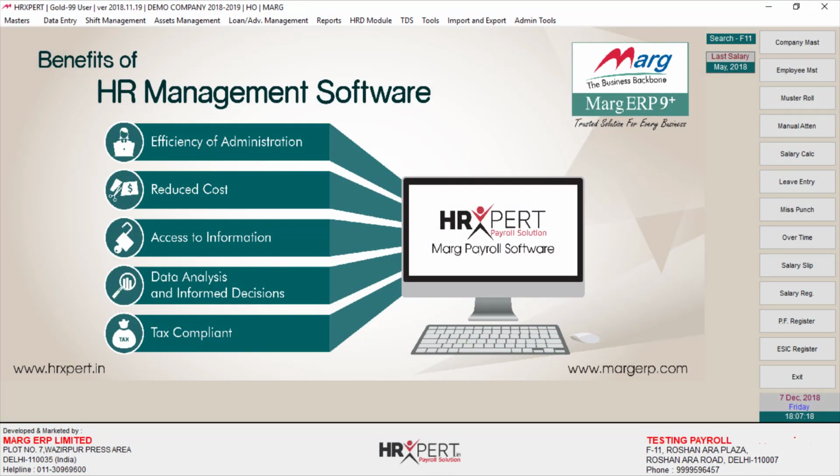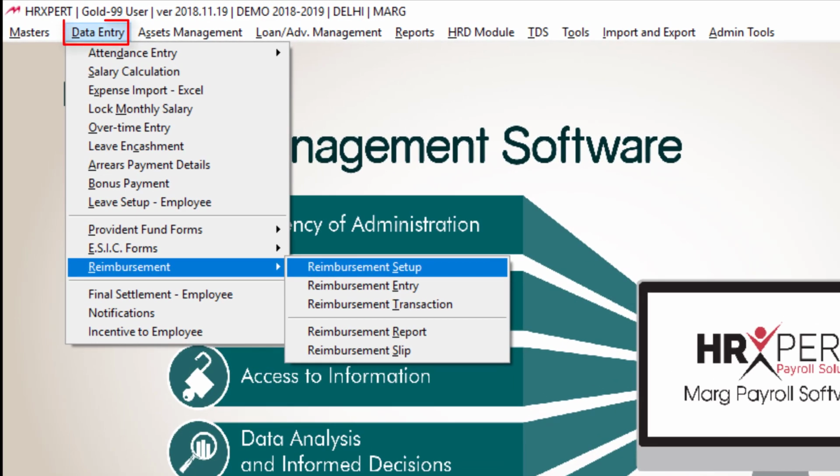In Marg HR Expert, you have to follow 3 steps to give reimbursement to the employees: Reimbursement Setup, Reimbursement Entry and Reimbursement Transaction. So firstly, let's do Reimbursement Setup, for which you will go to Data Entry, then to Reimbursement, then go to Reimbursement Setup.